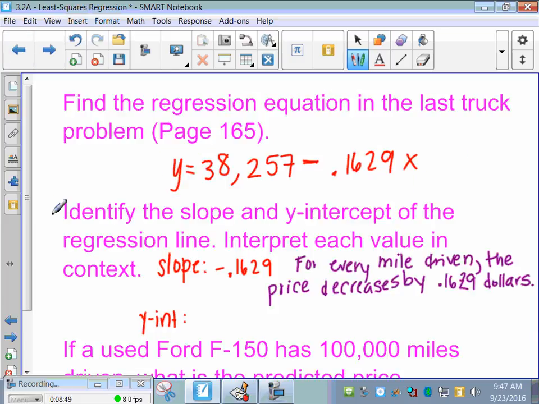Okay, so let's go back to this. For every mile driven, what should we add here? Predicted price. This is huge in this section, that this is predicted and not actual.